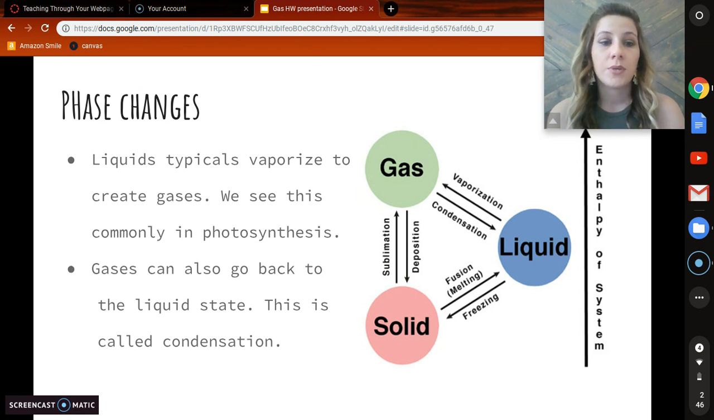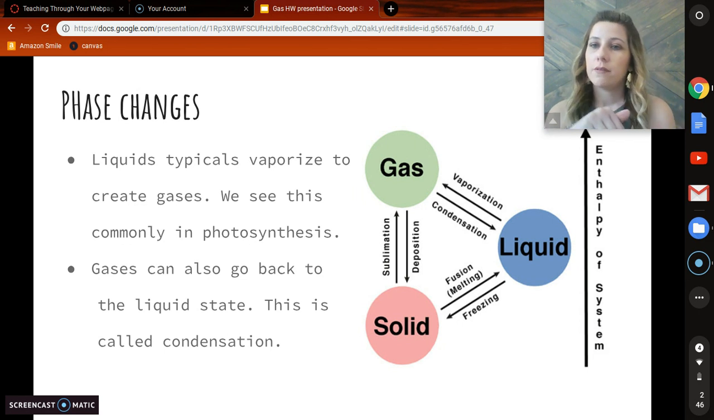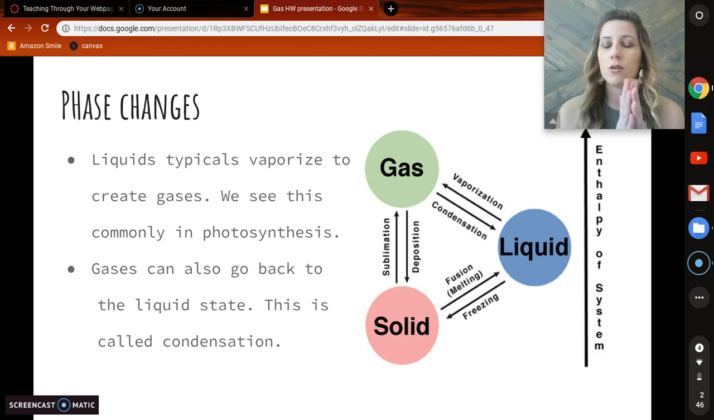And then gases can also go back to a liquid, and that's called condensation. A way that we can easily see that is the small water particles that are found around a cup. If you have a really, really cold beverage inside of a cup, then you get these little water droplets on the outside, and that's condensation.